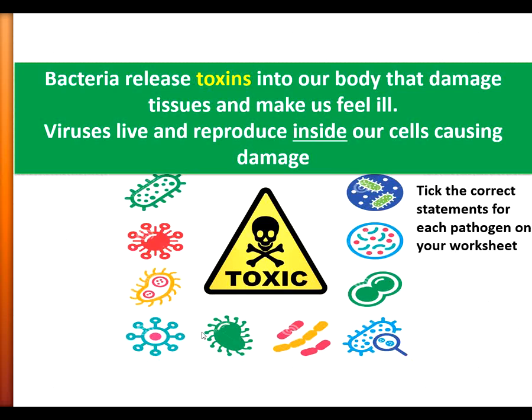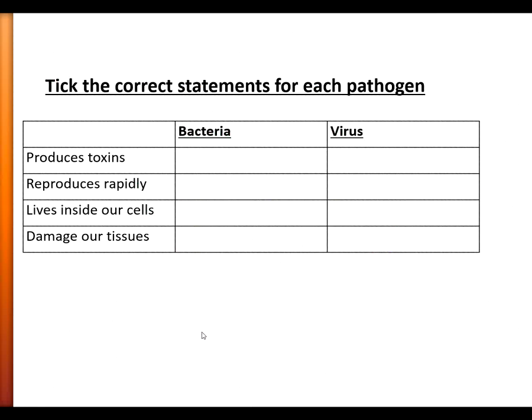So on your worksheet you have a table that looks like this. So I suggest you pause the video and try and tick the correct boxes. So, produces toxins, is bacteria but not viruses, reproduces rapidly, both, lives inside our cells, viruses, damages our tissues, both.